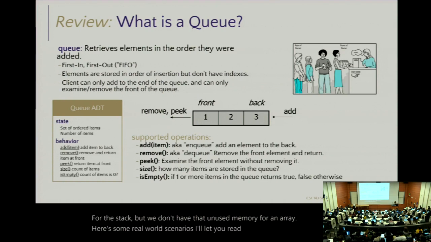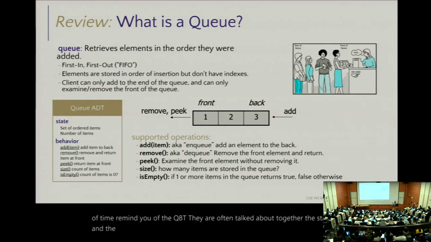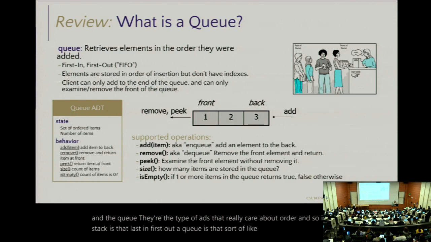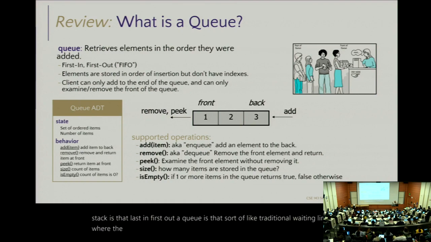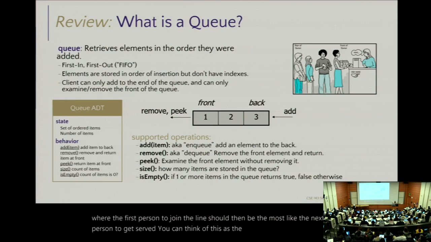I want to, just in the interest of time, remind you of the queue ADT. They are often talked about together, the stack and the queue. They're the type of ADTs that really care about order. And so if a stack is that last in, first out, a queue is that sort of traditional waiting line where the first person to join the line should then be the next person to get served. You can think of this as the line perhaps at a bank. And so in this situation, we need to be able to add to the back and then pull from the front, and those things kind of move.